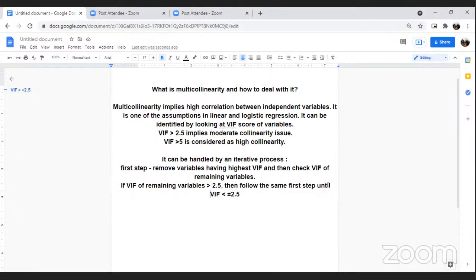So as I was explaining, you have to remove the variable which has a high VIF score, and again check the VIF score for multicollinearity. If the VIF score is less than or equal to 2.5, you can go ahead with the further process, or else you have to again check for the variable which has a high VIF score and try to remove it. Or else let's go to the next question.